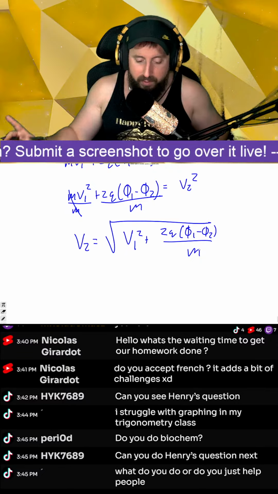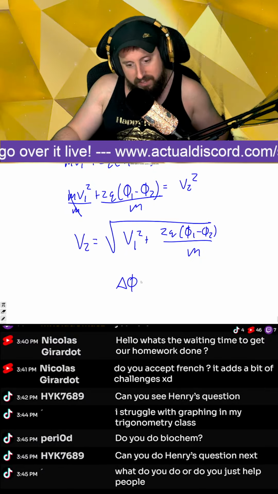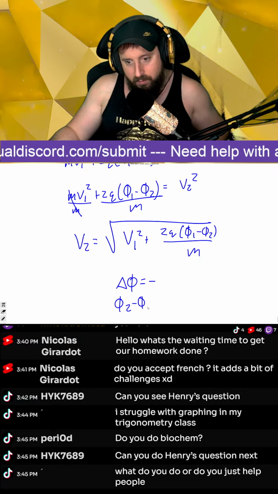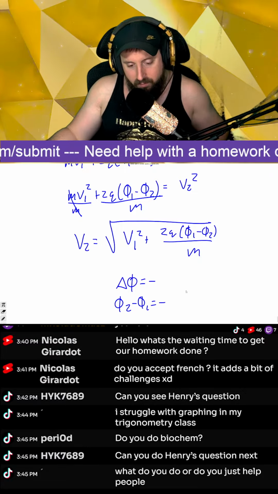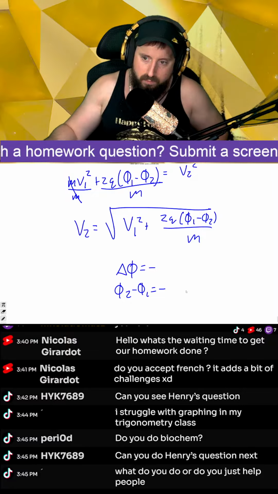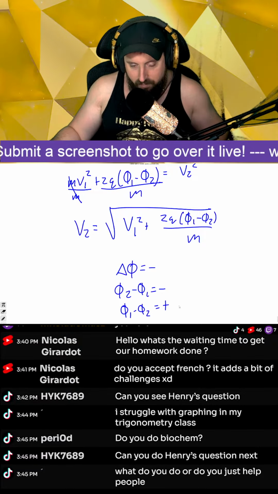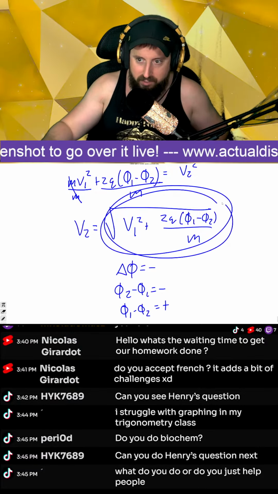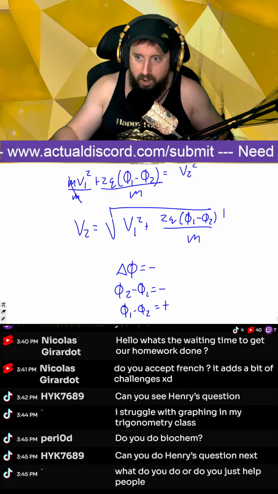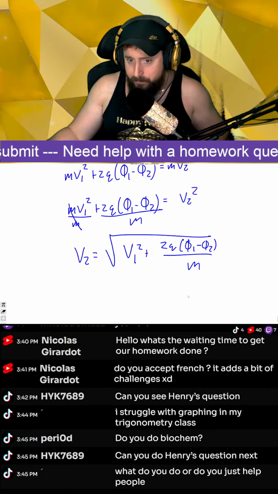Okay, but let me think about this. Let's say the potential is negative, so that means phi 2 minus phi 1 is negative, which means that phi 1 minus phi 2 is positive. Then the velocity should go up, and that does make sense here, right? If this is positive and this adds a positive thing, v2 will go up. So our signs are correct. You gotta be careful with the signs.